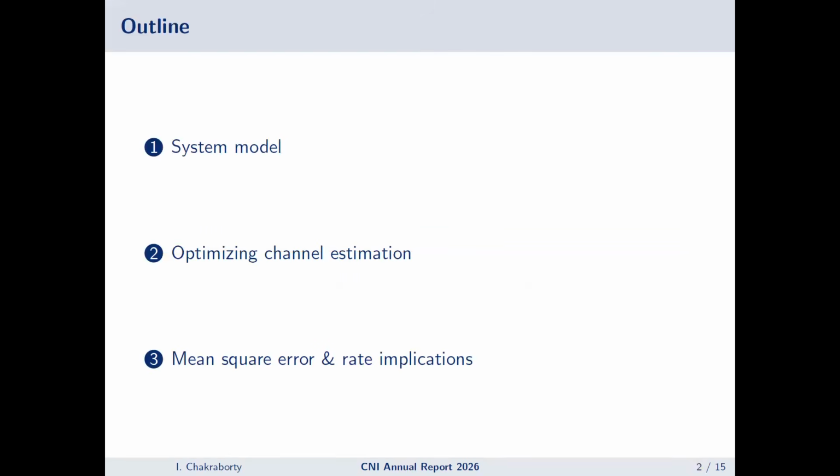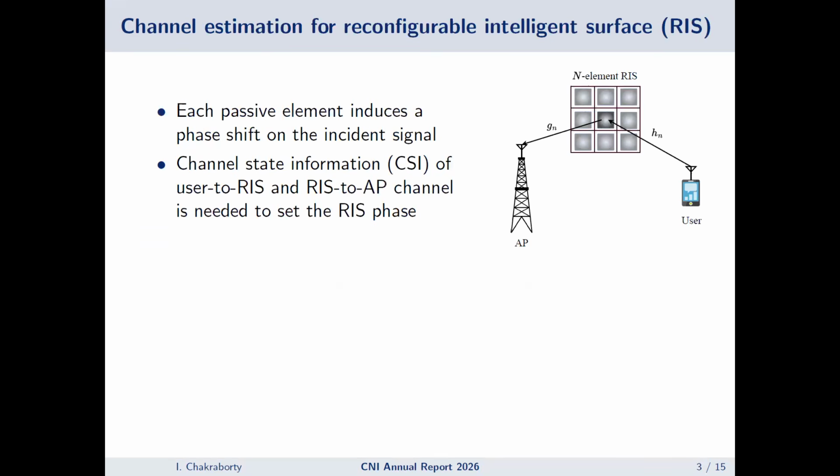This is the outline of our talk. Before we jump into our actual talk, let us give an overview of what we are trying to do here. So this reconfigurable intelligent surface consists of these passive elements which can induce a phase shift on the incident signal. What we want really is we want all the signals coming from all these RIS elements to combine coherently at the receiver. And to do this, we need to set up the RIS phases so that it can cancel out the phases that had been induced by the user to RIS and the RIS to AP channel. And to do that, we need to know the channel state information of both these channels.